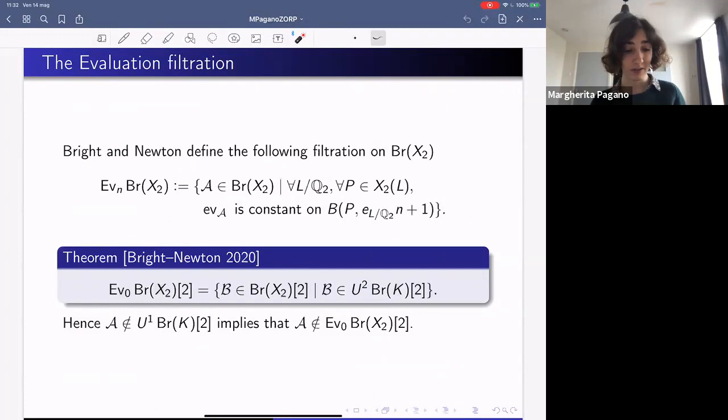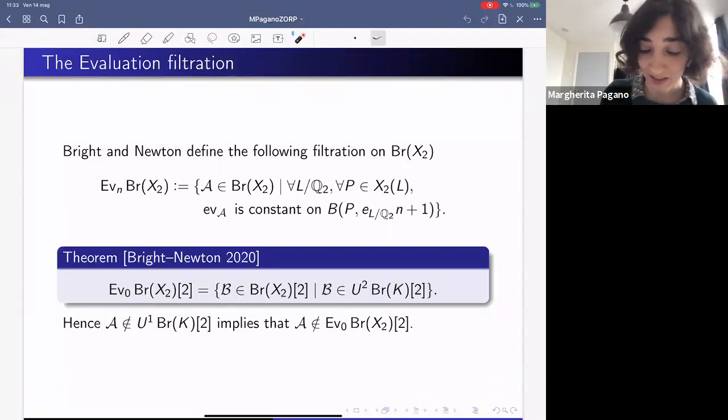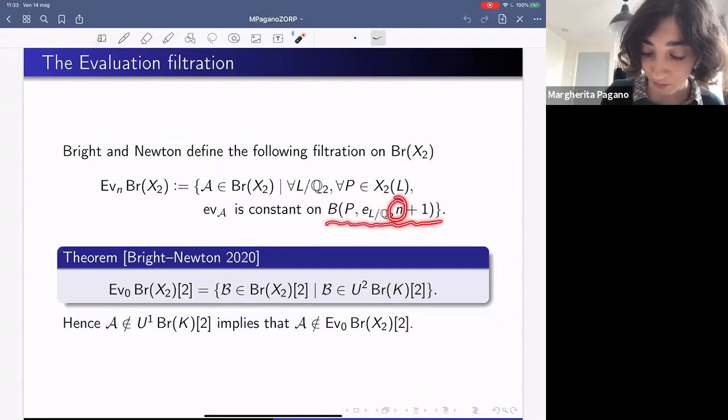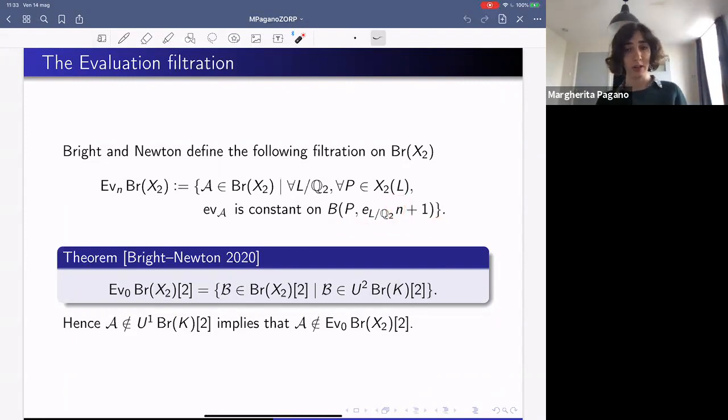And the reason comes from the following theorem proved by Bright and Newton. So Bright and Newton have defined a filtration on the Brauer group of X2. X2 again is just the base change of X to the 2-adic numbers. And the n-th piece of this filtration consists of those elements in the Brauer group of X2 such that for every finite field extension L of Q2, the evaluation map is locally constant on the L-points of X2, where locally constant is given by this description that depends on n. I will not go into the details of this.